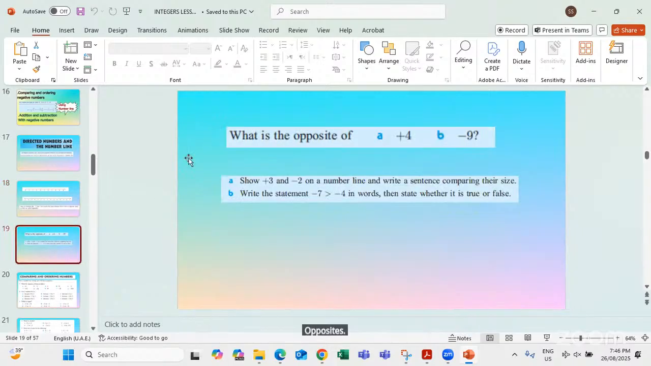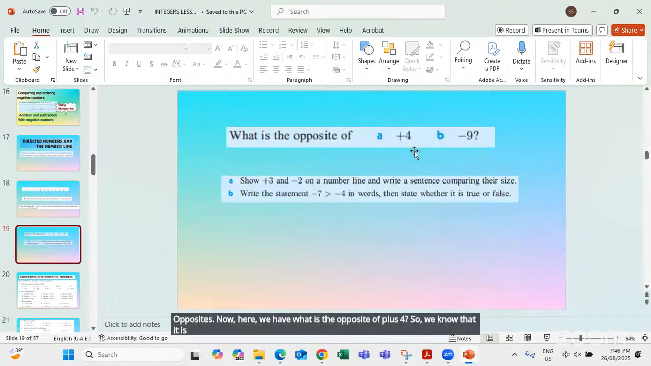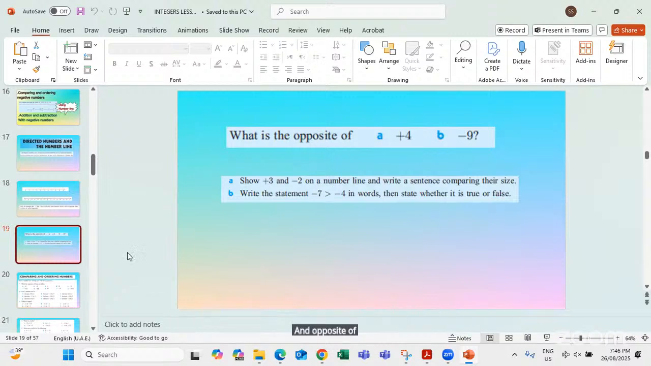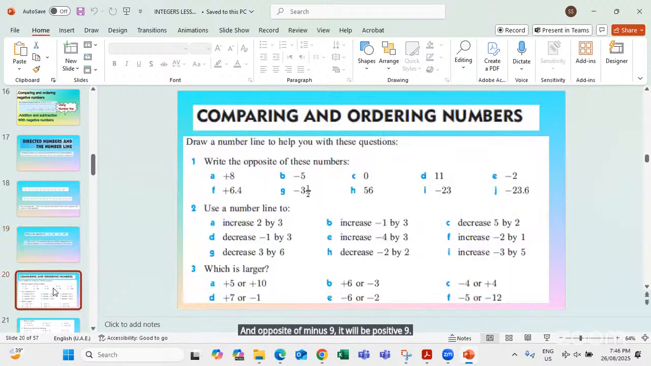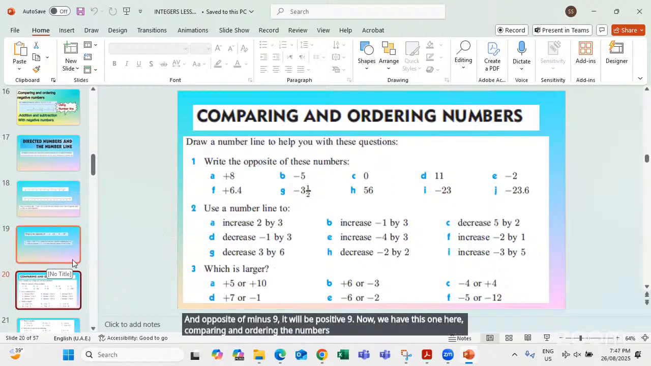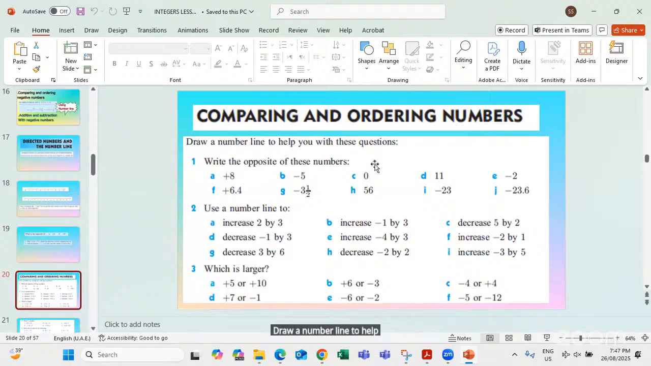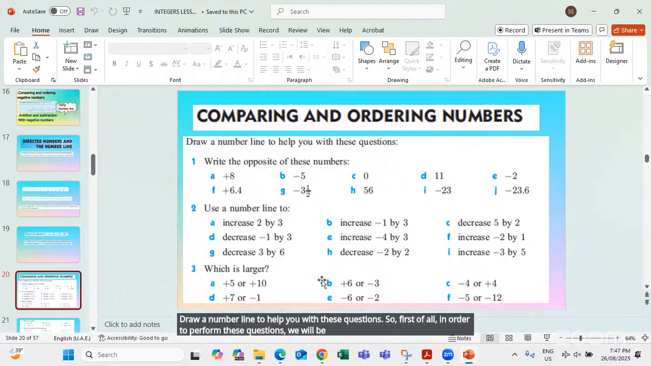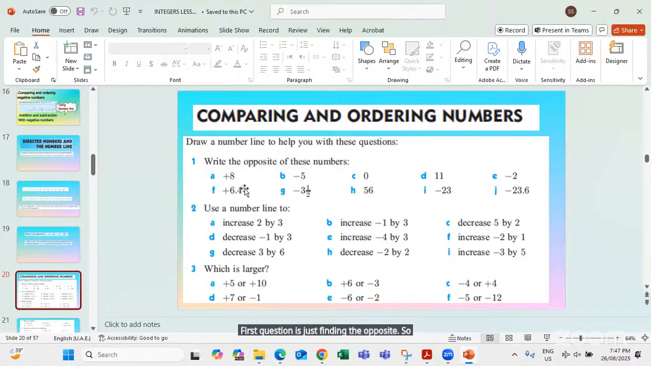Now here we have: what is the opposite of +4? We know that it is -4, and the opposite of -9 will be +9. Now we have this one here, comparing and ordering the numbers. What we need to do is draw a number line to help with these questions. In order to answer these questions, we will be using a number line. The first question is just finding the opposite, so you just need to change the sign.